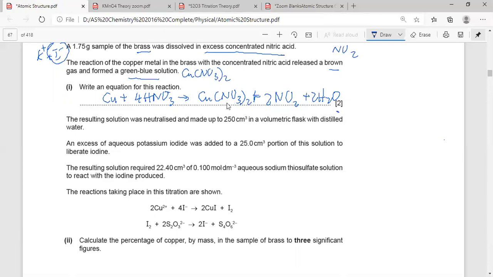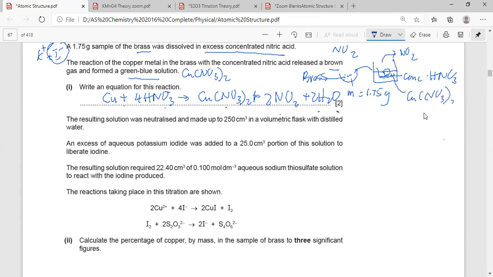How come 2 marks? First of all, if all the formulas are correct. Secondly, on balancing. Right? So now remember, if I draw a diagram here, this is your brass, compared to copper, and the mass of the brass is 1.75 grams. You're going to put this into a solution of concentrated HNO3. There's going to be a reaction. Brown gas is given out, and left behind is copper nitrate. Then the resulting solution was neutralized to remove the acid.